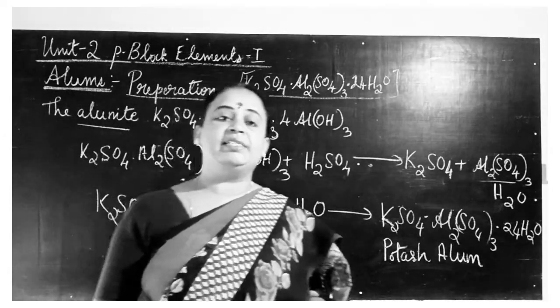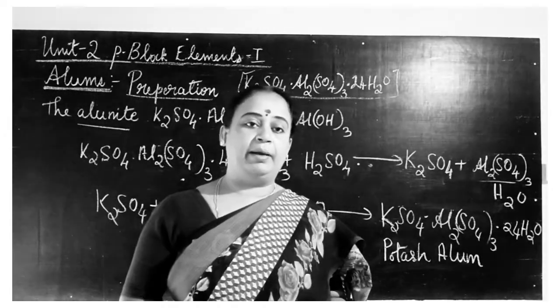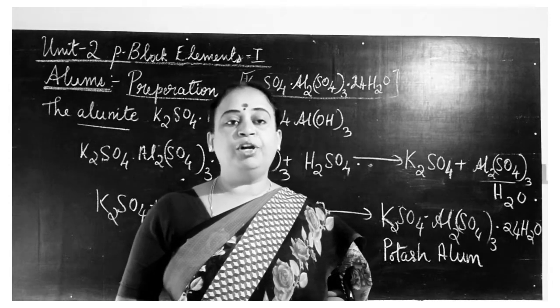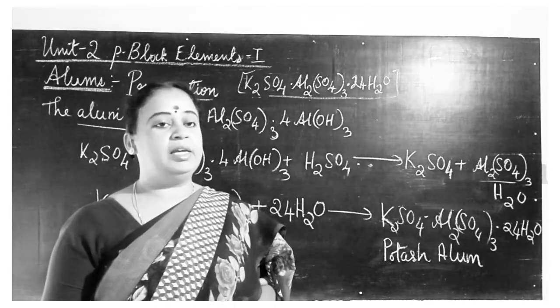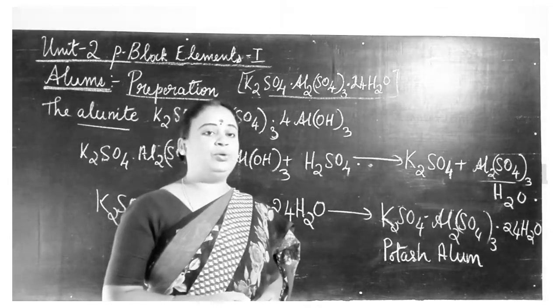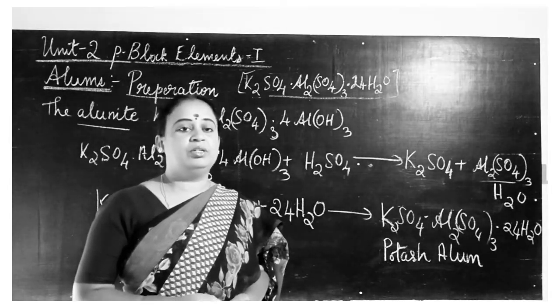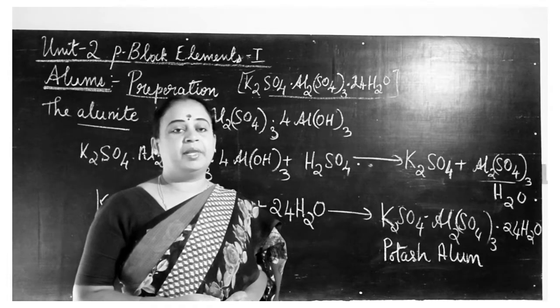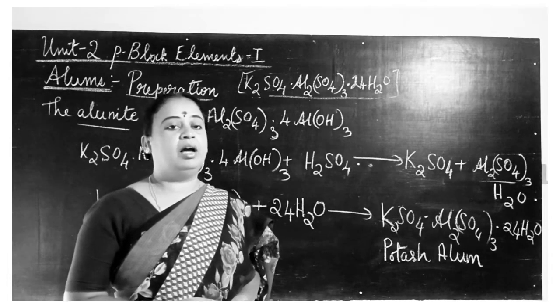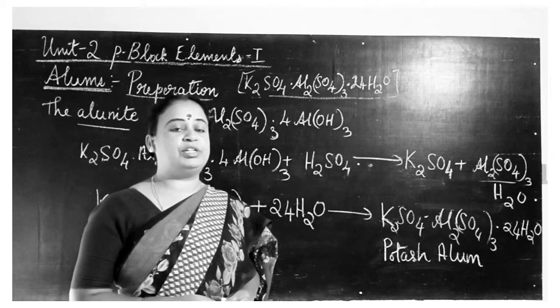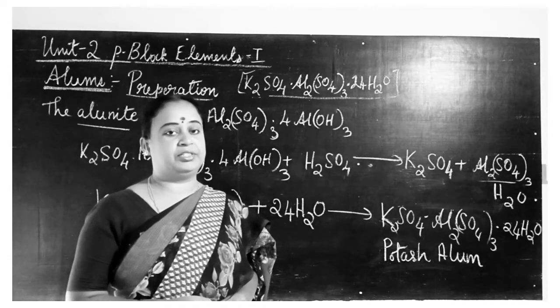In this video, let us study the preparation of alum. We know the molecular formula for alum is K2SO4, Al2(SO4)3 with 24 water molecules. This alum is prepared from a naturally occurring substance, alunite.